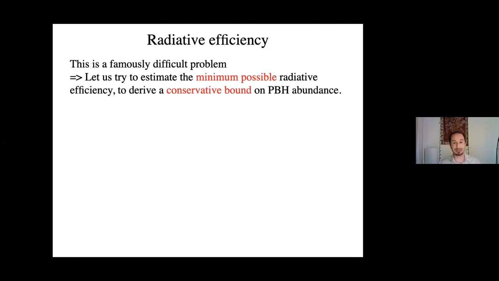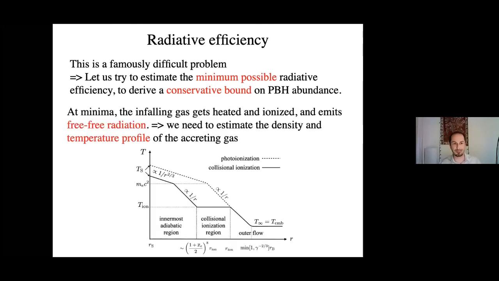So the next step of the calculation is to compute the radiative efficiency. This is a very difficult problem in general: how efficiently black hole accretion flows would radiate. Because none of us CMB people are accretion experts, and the goal here is to derive a conservative limit on primordial black hole abundance, what we try to do is get an estimate of the minimum possible, physically plausible radiative efficiency. This is so that we can set a conservative bound on the abundance of primordial black holes. By the way, I'll finish just this radiative efficiency, then I'll take questions and we can finish this story tomorrow.